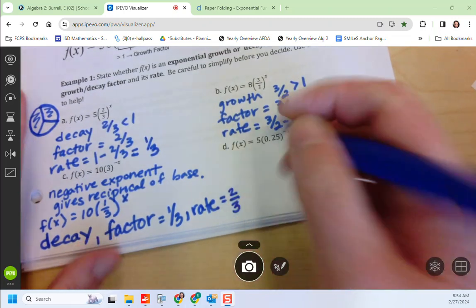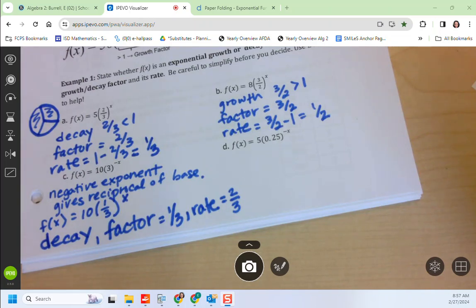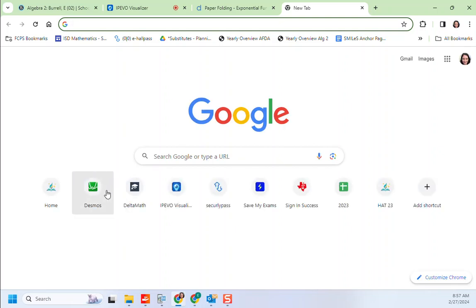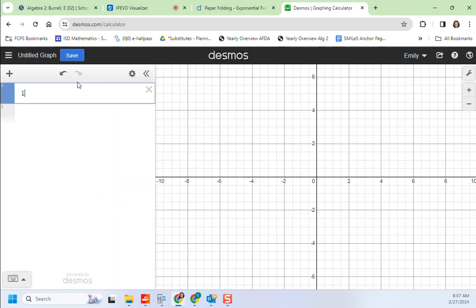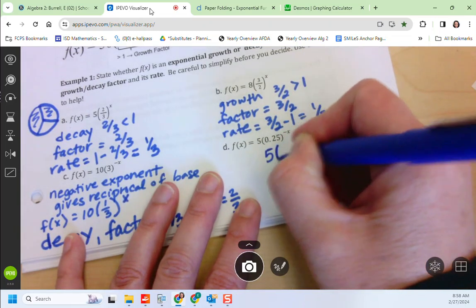All right, do D. To do D, you notice that the base was 0.25, and we had to do the reciprocal of 0.25. What is the reciprocal of 0.25? 4. It is 4. How did you know that? Because 0.25 is 1/4. It is, 0.25 is 1/4. Now say, for some reason, that just doesn't occur to me. You could also just use Desmos, and you could do 1/0.25, and it will give you 4. But most of you were thinking, oh yeah, that's 1/4, so that's going to be 5 times 4 to the x.